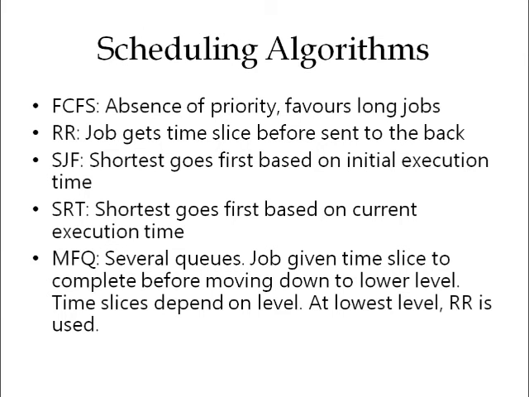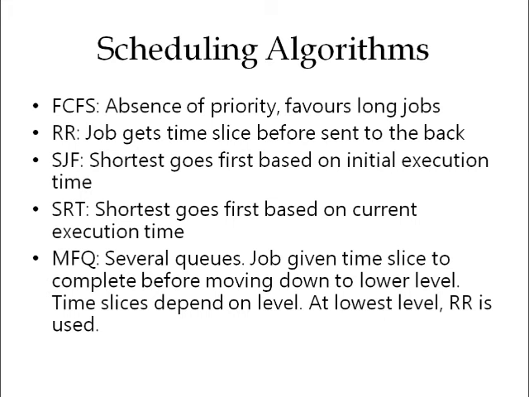A scheduling algorithm is a small program used by the low-level scheduler. There is first come, first served, where jobs are completed in their entirety before moving on to the next one. For this reason, it favors long jobs. Round robin, where each job is given the time to complete before being sent to the back of the queue.